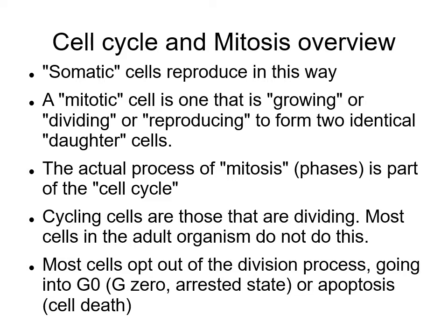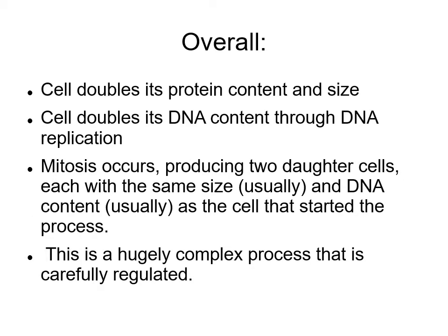So the actual mitosis itself, where we can see the visible chromosomes, that's actually part of the whole cell cycle. So overall, the cell will double in size and DNA content, and mitosis occurs producing two daughter cells. Importantly, the DNA content is the same as the cell that had started the process in the first place. So the idea is to replicate your DNA and produce two daughter cells which are genetically identical to the original cell that you started with.